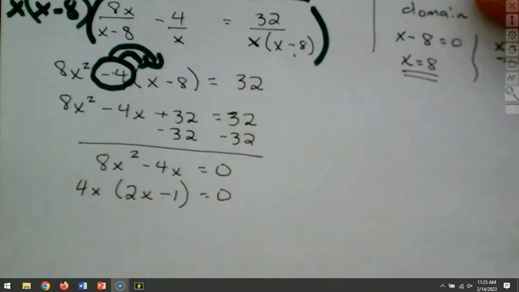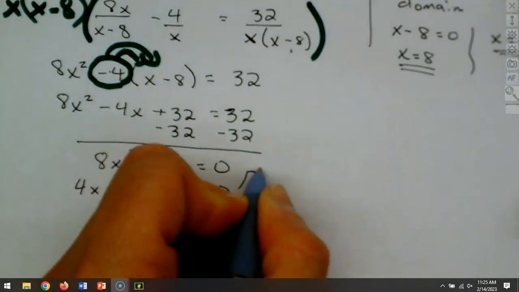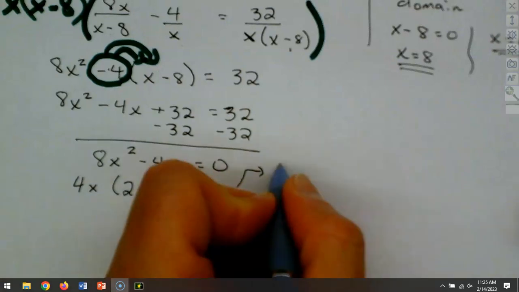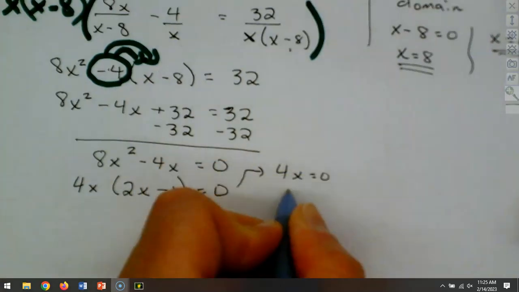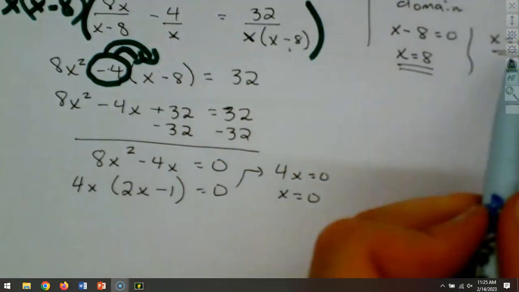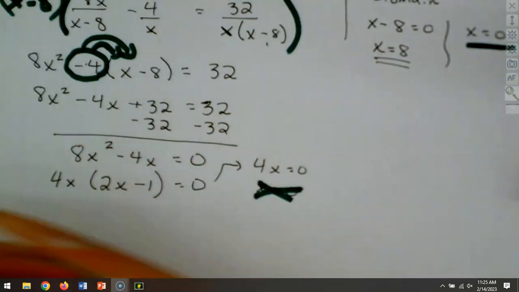Is everyone okay with that so far? Now, we are going to get two solutions, but only one of them is going to work. Because my first one here is going to be 4x equals 0. So x equals 0. Now, why does x equal 0 not work? Not in the domain. So that one doesn't work.